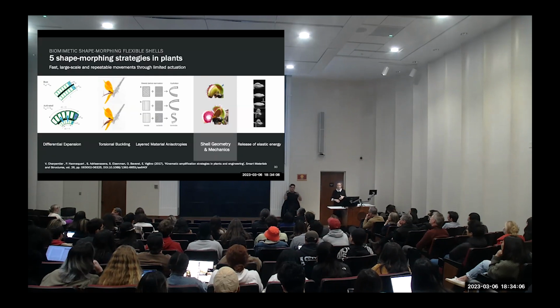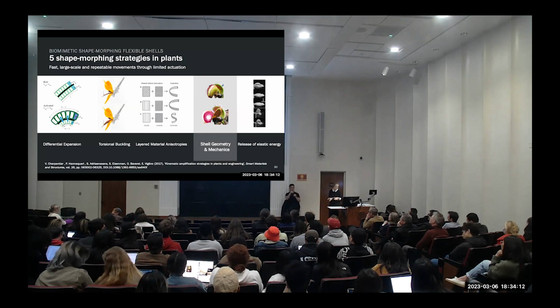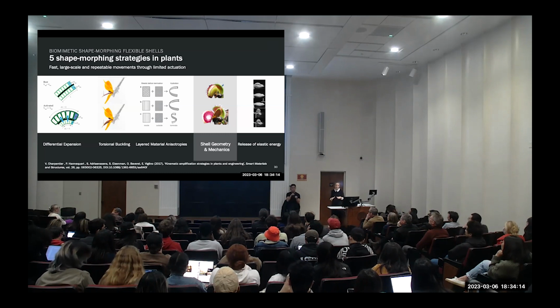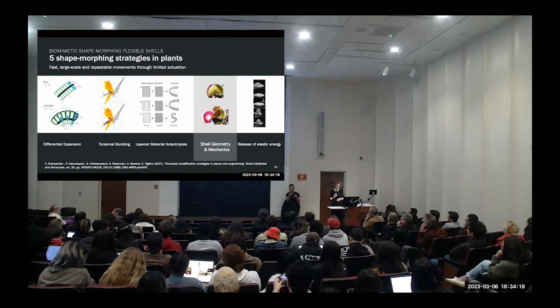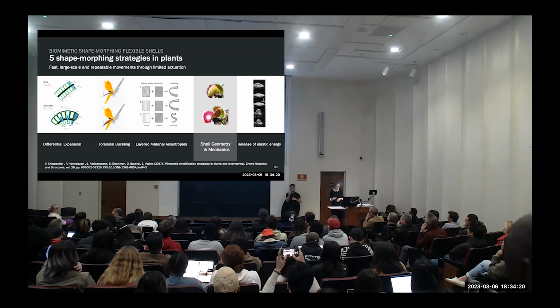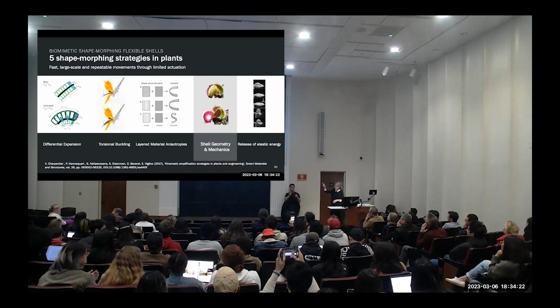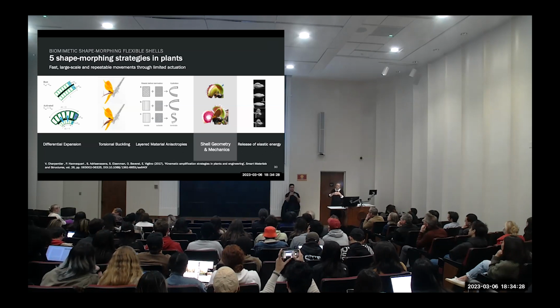So we started working with biologists to identify how plants move. Now you think maybe plants don't move, but actually plants move to pollinate, to get food. And there are actually 5 methods by which they move. The first one is differential expansion. It means that you have 2 layers of cells, 1 layer of cells swells, and because of that, you get bending. That's the first one.